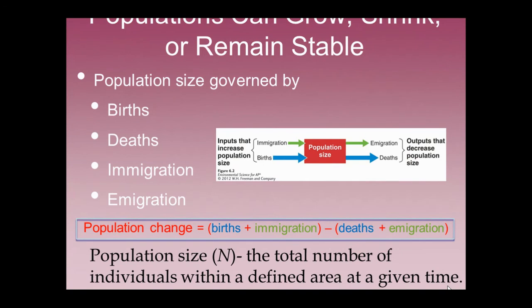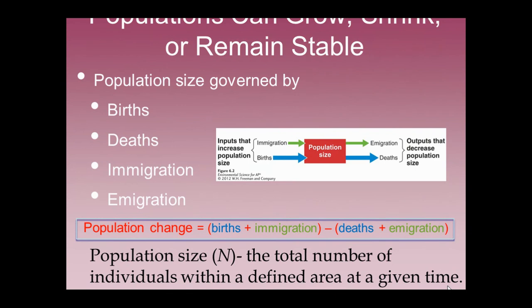Populations are constantly changing. If inputs exceed outputs, the population will grow. If outputs exceed inputs, the population will eventually go extinct. Population size is calculated by subtracting outputs from the population. That would be deaths and emigration, or individuals exiting the area, from inputs to the population, which are births and immigration, or individuals moving into the area.